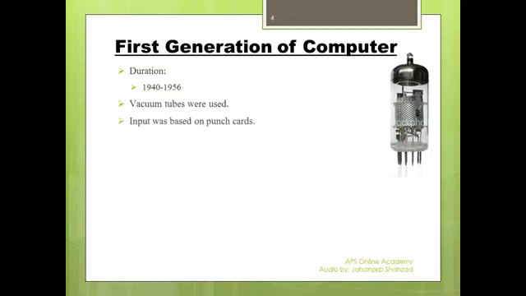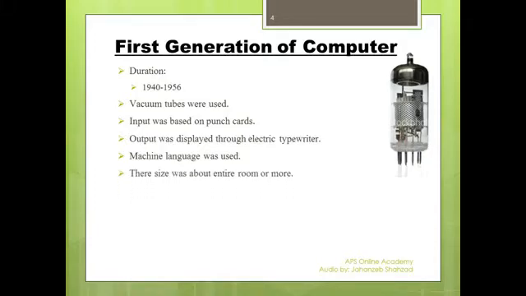The next one: the only way to give instructions or enter data into the computer was through punch cards, and the results were displayed on paper through an electric typewriter, and machine language was used in first generation of computer. Machine language means zeros and ones, and it is the only language that is directly understandable by the computer, and it's very difficult for humans to understand and interpret. First generation computers were so big that their size was about an entire room or maybe more.